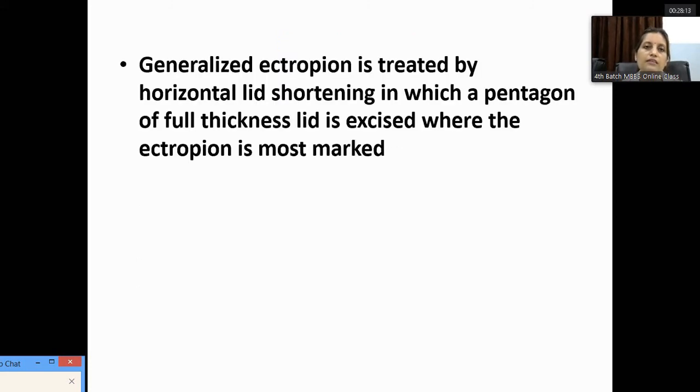Generalized ectropion is treated by horizontal lid shortening, in which a pentagon of full thickness lid is excised where the ectropion is more marked. In case of grade 3 or generalized ectropion, we have to cut the full thickness in a pentagon pattern, and we just put the suture.